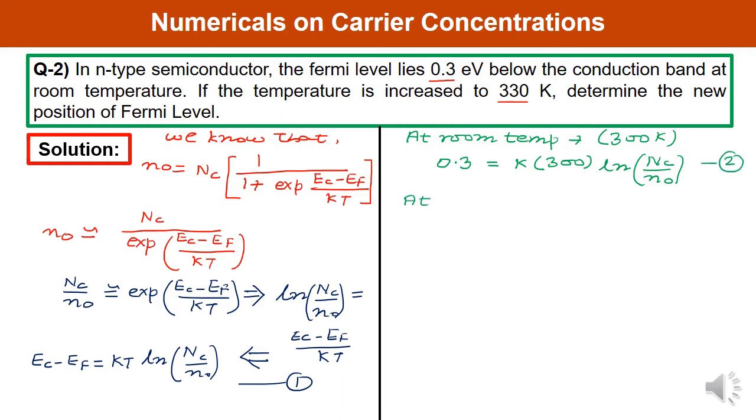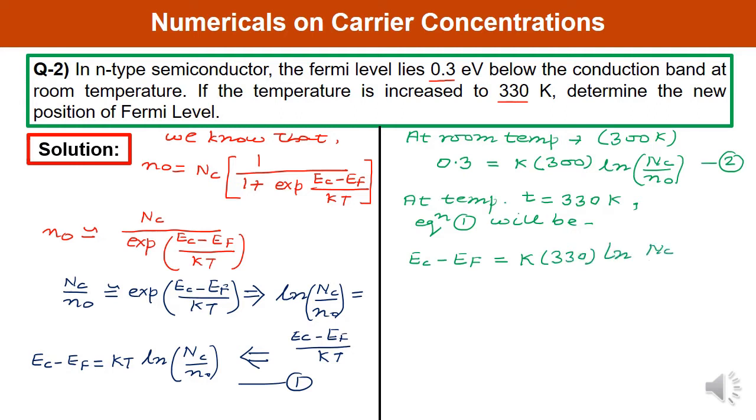Now the second case, at temperature T is equal to 330 Kelvin. Now equation 1 will be, this is EC minus EF, which is equal to K, temperature is 330, ln Nc upon N naught, and let us say this is equation number 3. Now divide equation 3 by equation 2. To simplify it, let us divide equation 3 by equation 2.